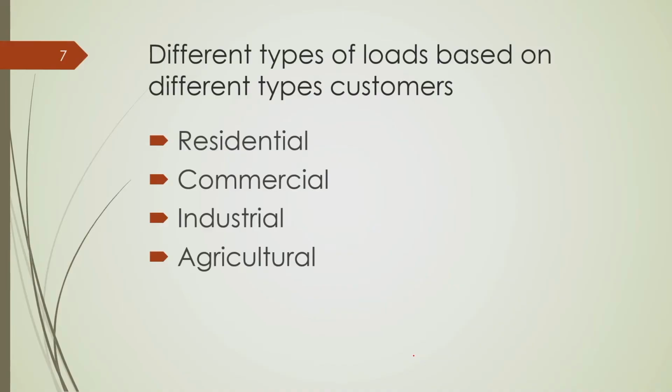I will discuss this in the latter part of the course. Now, based upon the types of the customers, we can also categorize these loads into 4 different types. One is called residential type, one is called commercial type, one is industrial type, and one is called agricultural type. Sometimes agricultural is kept aside, but we normally work with these 3 different classes of loads: residential, commercial, and industrial.